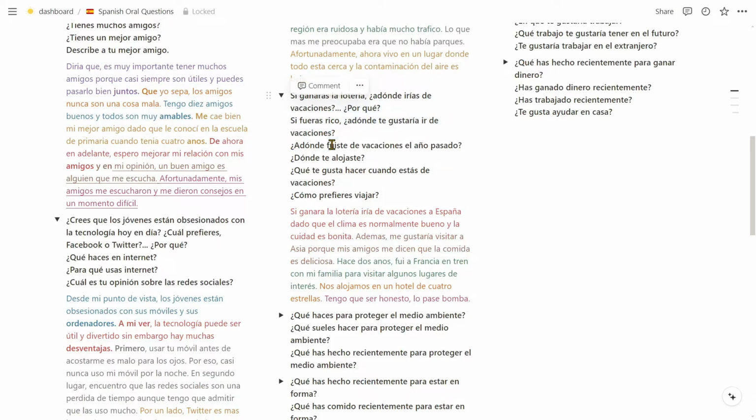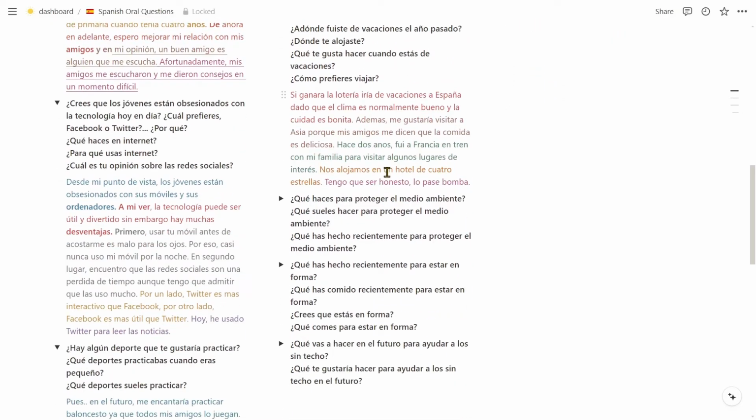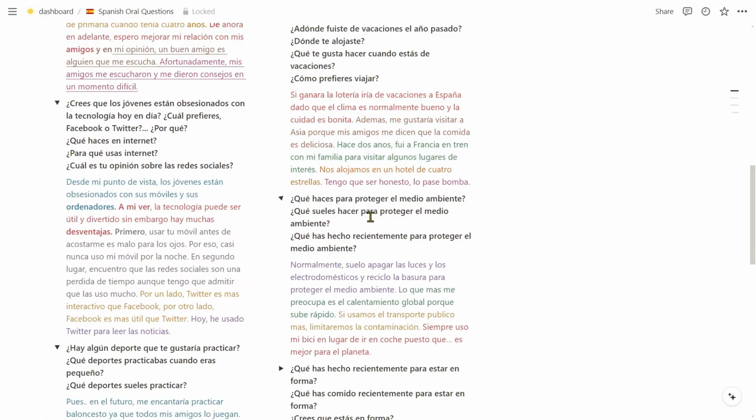Okay, this is about your holidays. Again, you can see the different colors I've used for each sentence.